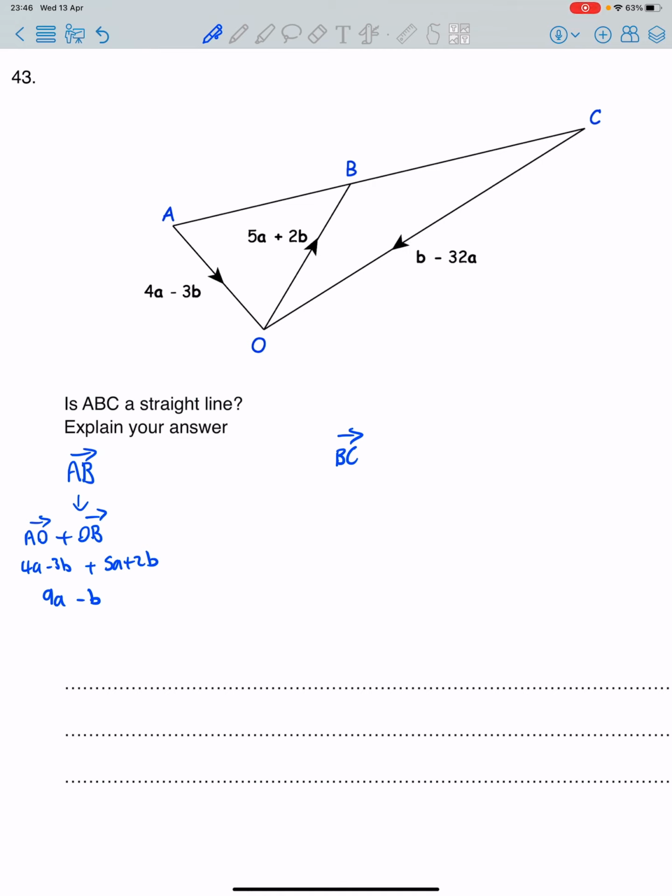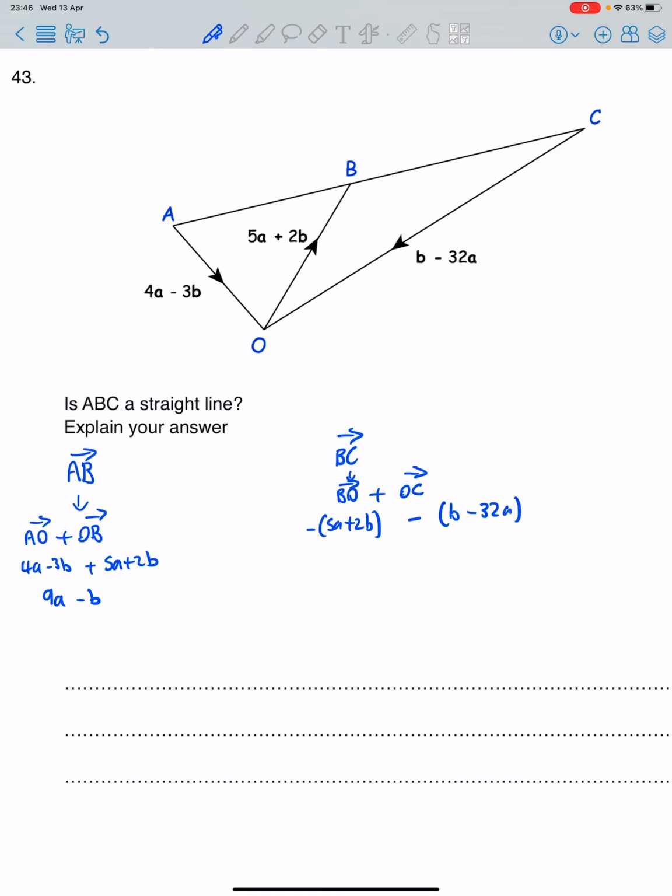Okay, then we have B to C. So we can see that B to C, well, that's going to be B to O plus O to C. Now, we can see that B to O, we're going against the arrow. So it's going to be the negative of 5A plus 2B. So that's minus bracket 5A plus 2B. And to go from O to C, we're going again against the arrow. So this arrow here. So that's again going to be minus bracket B minus 32A.